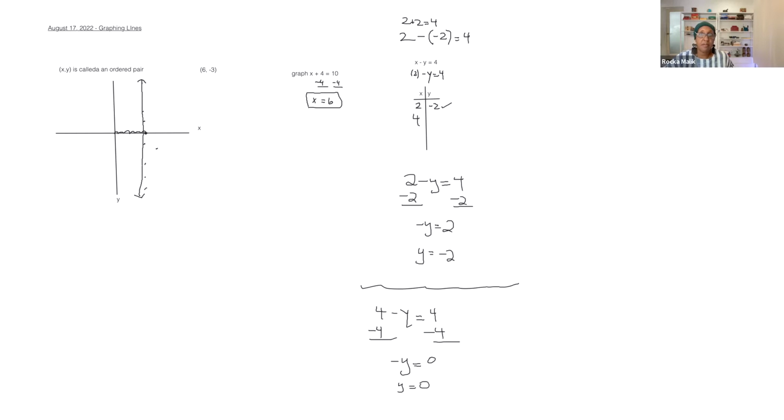And then you check it in the equation. 4 minus 0, does it equal 4? Yes. So far, those 2 points are on the line. I need another one just to make sure the third point is also on the line, and then we'll graph those. Give me another number for x.